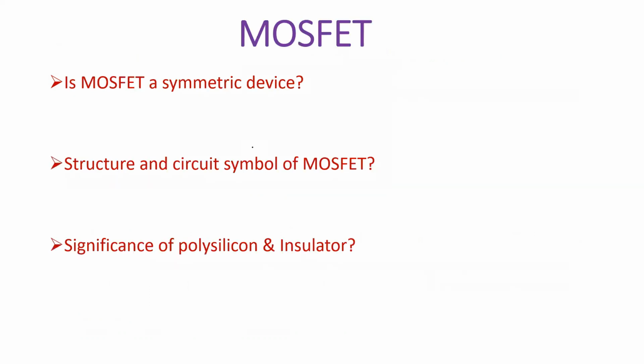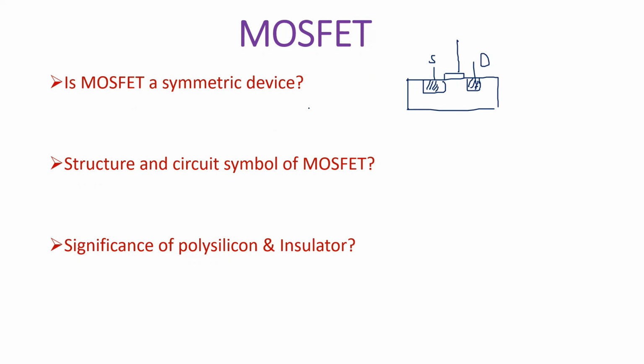So the next thing is MOSFET. In MOSFET, I have mentioned a few questions. Is MOSFET a symmetric device? So you can see the MOSFET is a symmetric device. Basically, this is a structure you all know. So drain and source, if you consider this source and drain, these can be used interchangeably. This is your gate. So I can say your MOSFET is a symmetric device.